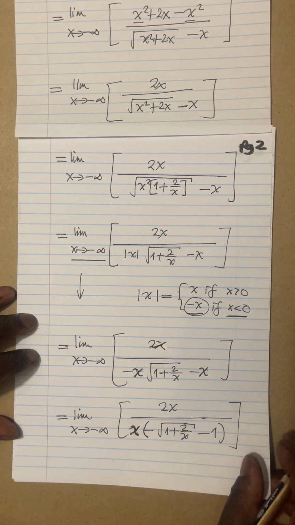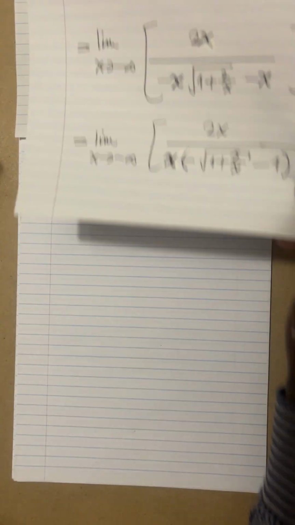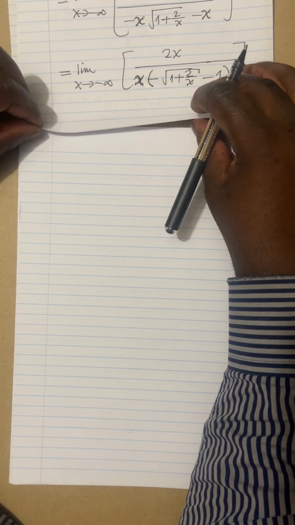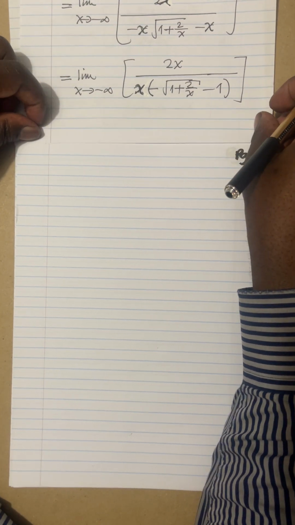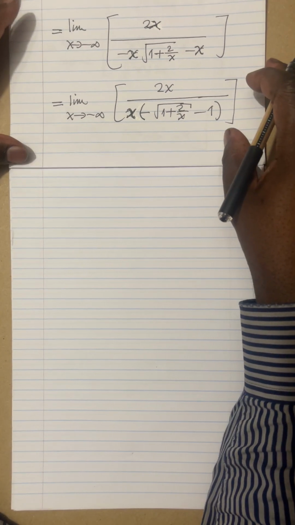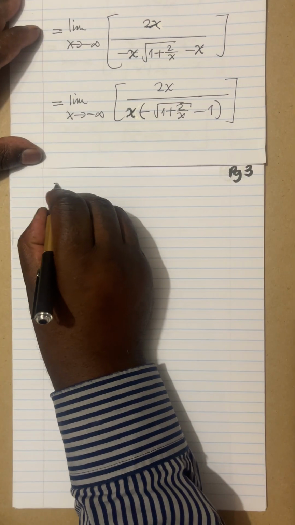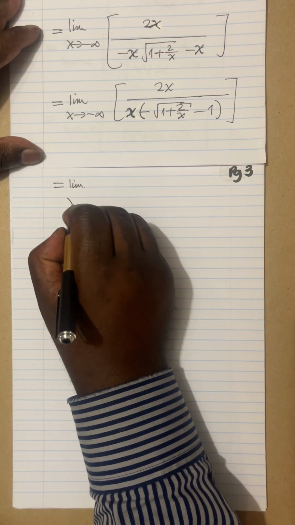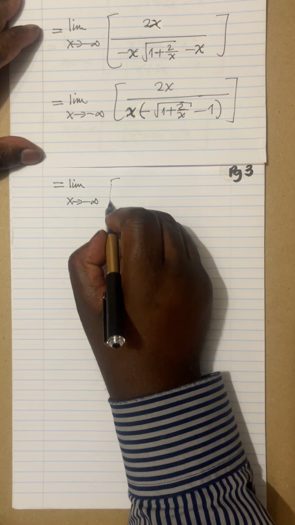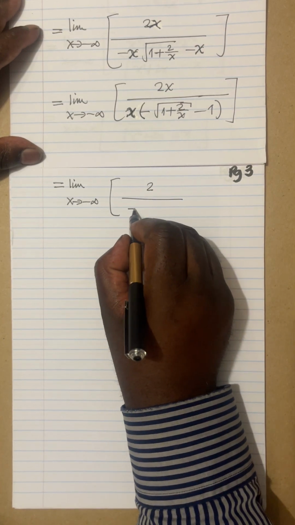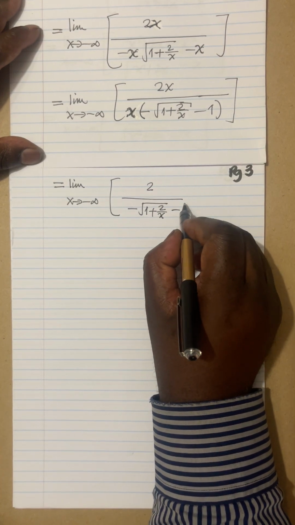What are we left with? It takes me to page number 3. Now we are left with, let me make sure that this is in correct order here. Move it down a little bit. So now what we have is the limit as x approaches minus infinity of, the x cancels, so I'm going to have 2 in the numerator all over minus the square root of 1 plus 2 over x, then minus 1.